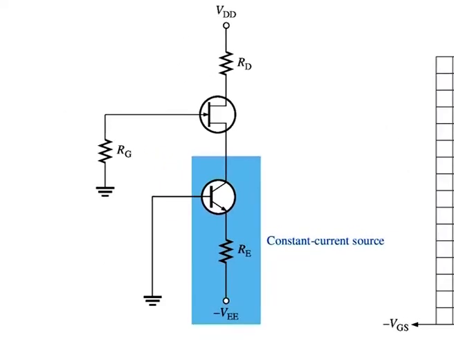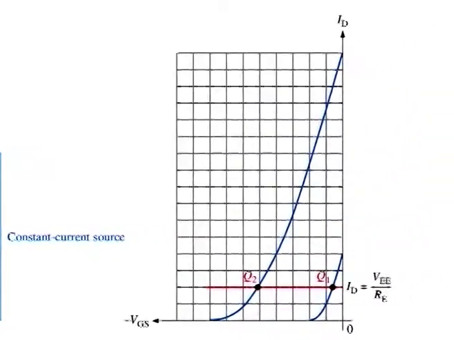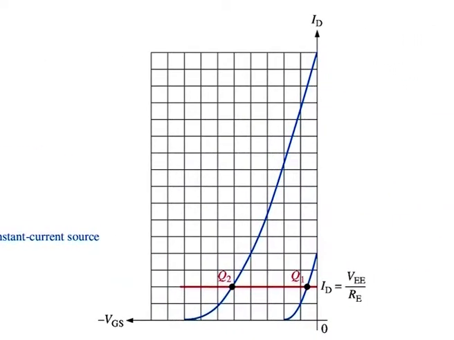In this circuit, a BJT acts as a constant current source because its emitter current is essentially constant if VEE is much greater than VBE. A FET can also be used as a constant current source. As you can see in part B of the figure, ID remains constant for any transfer characteristic curve as indicated by the horizontal load line.